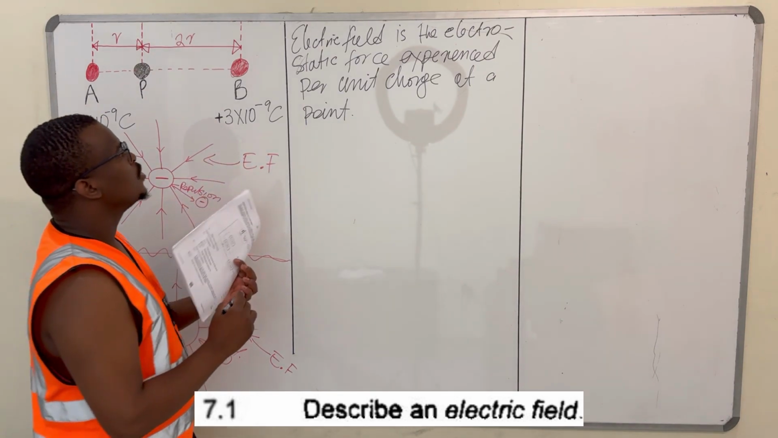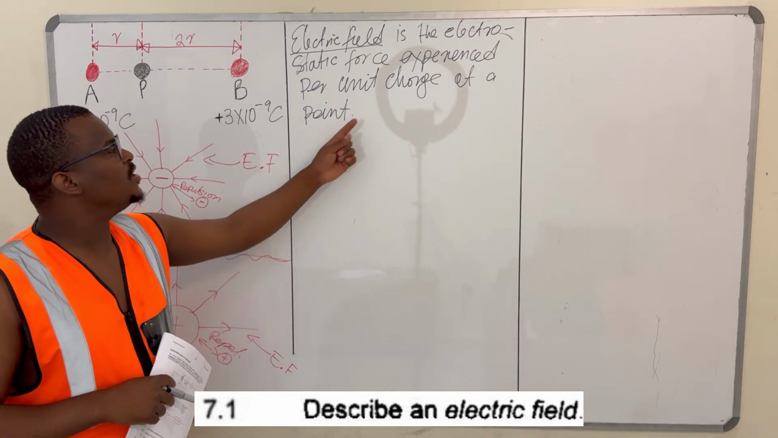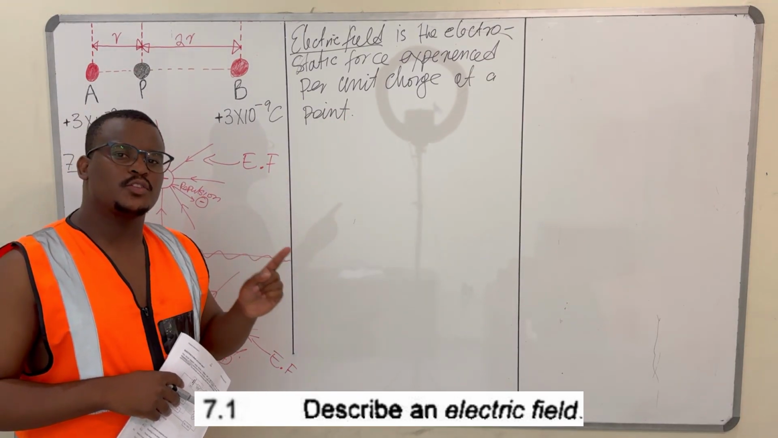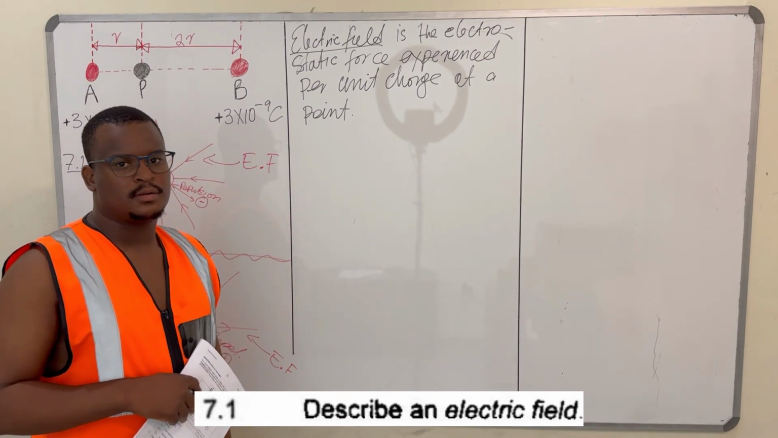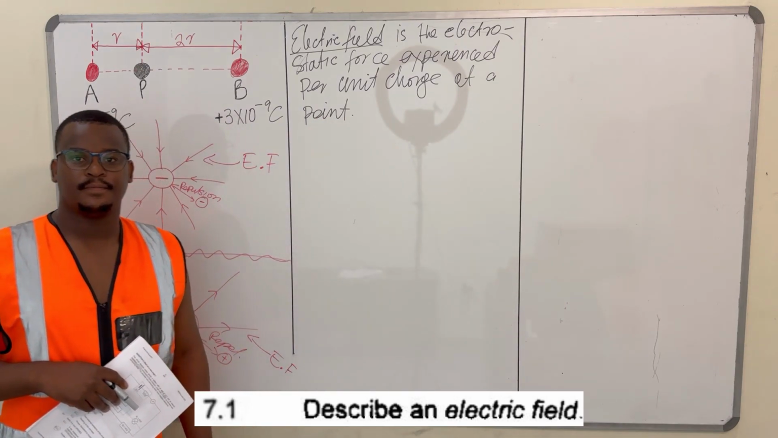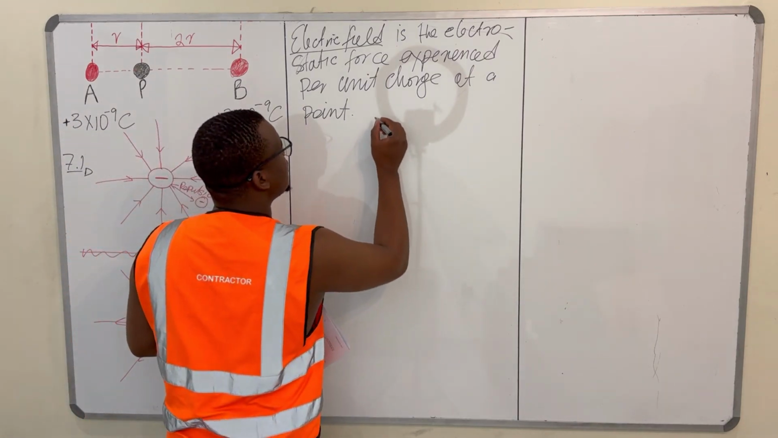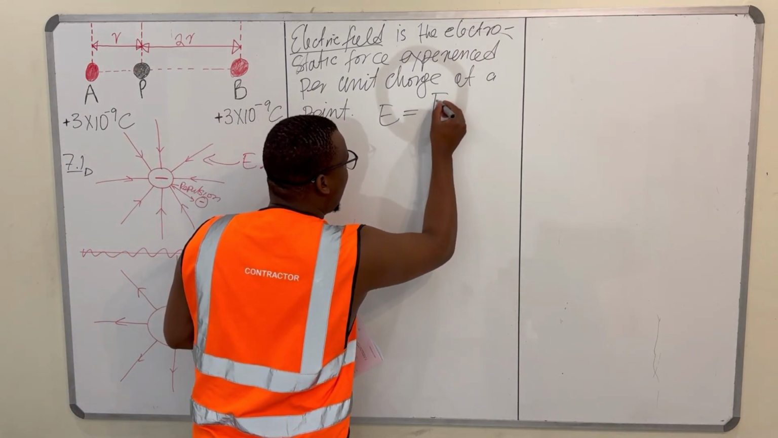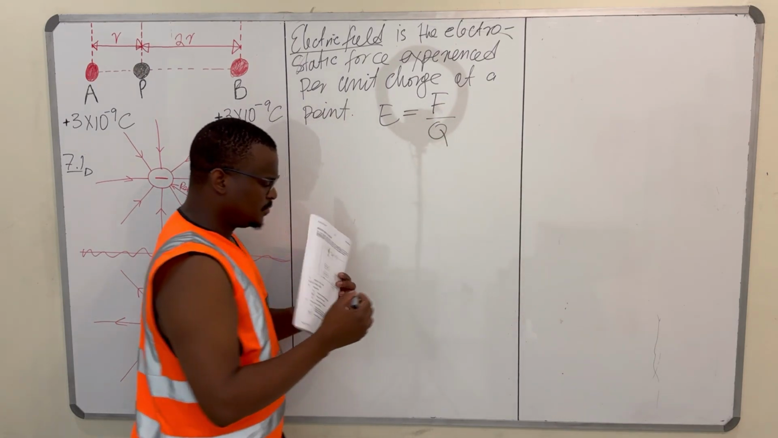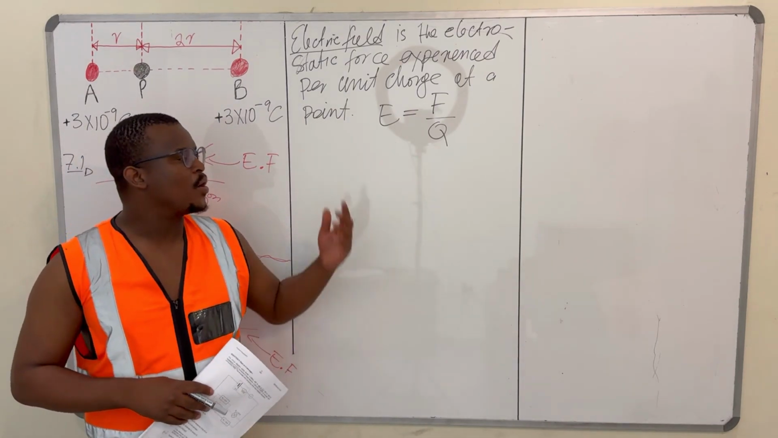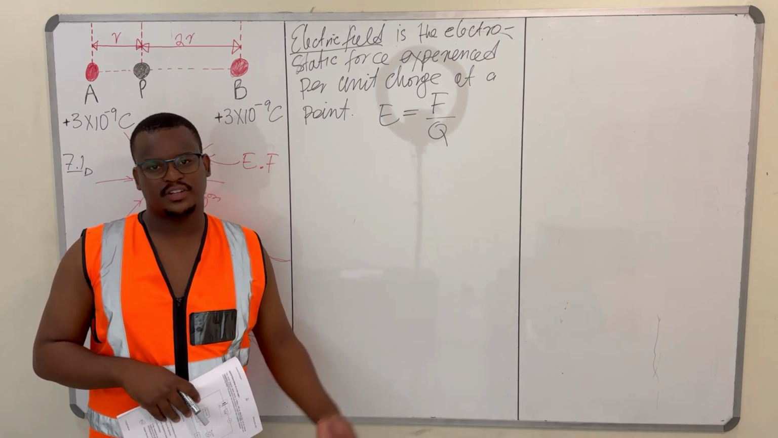There it is. So an electric field is the electrostatic force experienced per unit charge at that point, which means it is the magnitude of the force experienced by 1 coulomb of charge at that point. That's what an electric field is. It's a measure of how much force is experienced by 1 coulomb, or per coulomb of charge, at that point. That's how I would define an electric field.